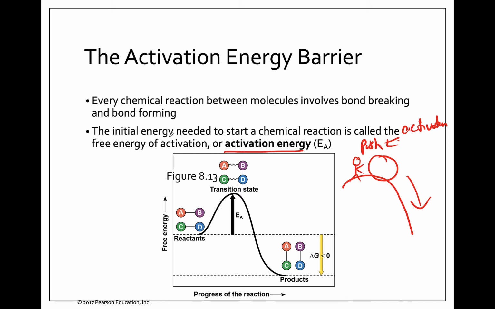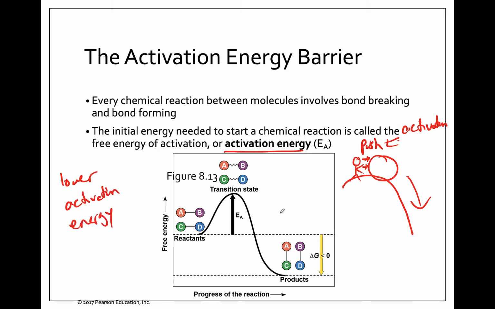What the enzyme does, let's say we had an enzyme in this little tail, the enzyme is going to make it easier to push it. So maybe this is going to give you some extra muscle strength to help push this boulder. So the enzyme is going to lower the activation energy.